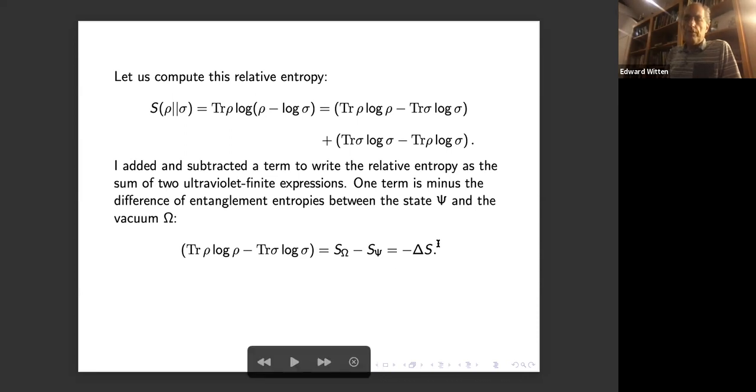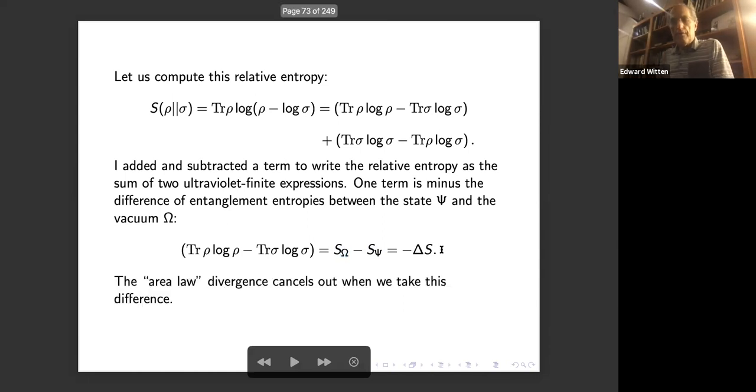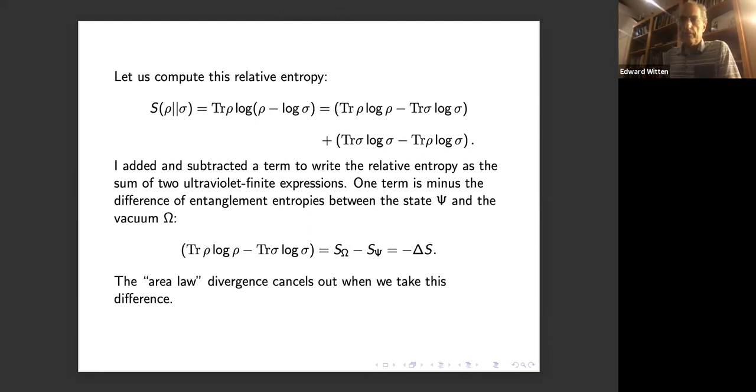Now, as we discussed last time, entanglement entropy, when you divide space in two pieces, has an ultraviolet divergence near the boundary. But that divergence is universal, independent of the state, because every state looks like the vacuum at short distances. So when we make this subtraction, it becomes finite. And this we'll call minus delta S. It's minus the difference of entanglement entropies between the state psi and the vacuum state omega. So the area law divergence has canceled out because we took this difference.